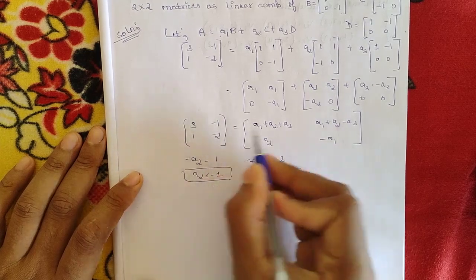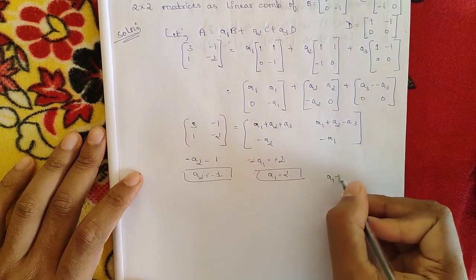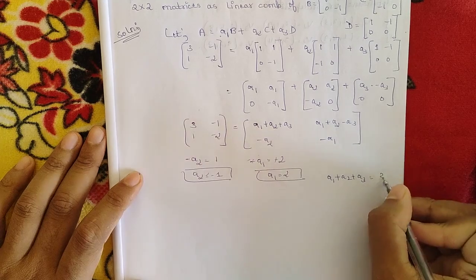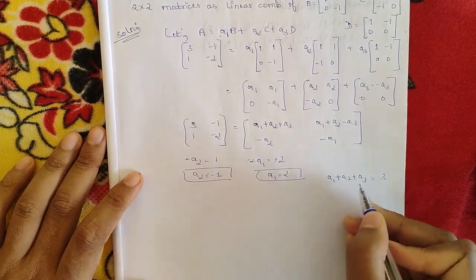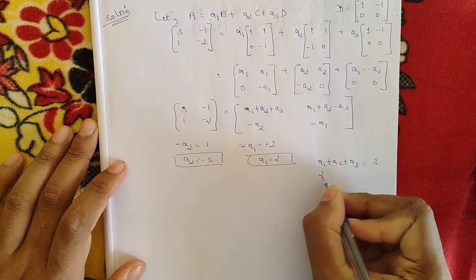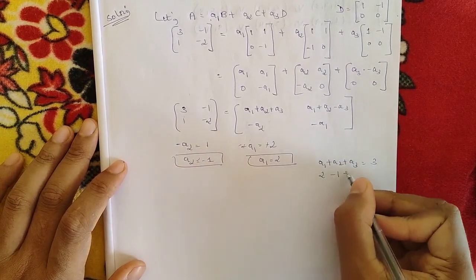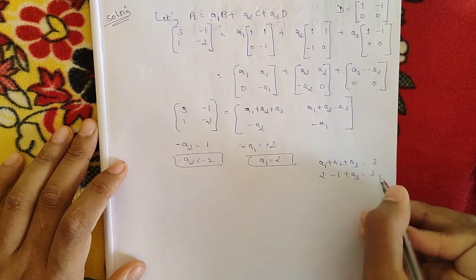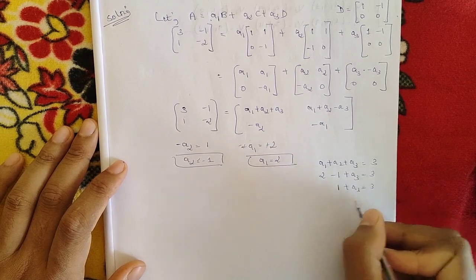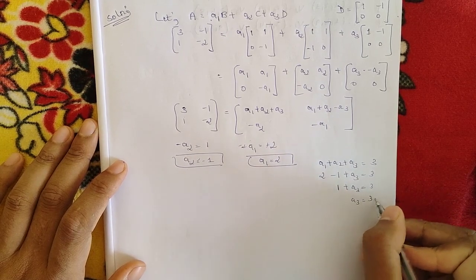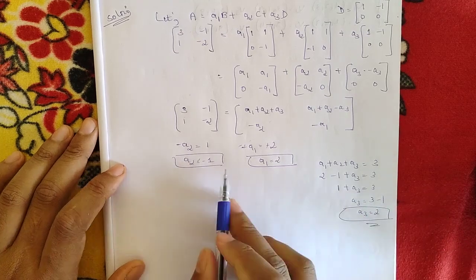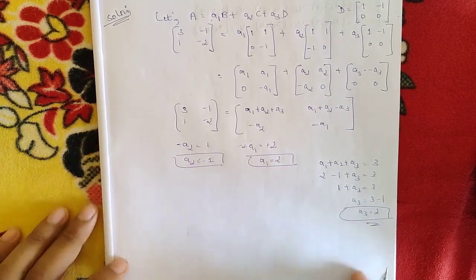So now here we have one more equation, that is A1 plus A2 plus A3 equal to 3, right? In this substitute the values of A1 and A2 and find the value of A3. That is A1 is 2, A2 is minus 1, plus A3 equal to 3. So 2 minus 1 is 1, plus A3 equal to 3. A3 equal to 3 minus 1, so A3 would be equal to 2. So like this we have found the values of A1, A2 and A3.